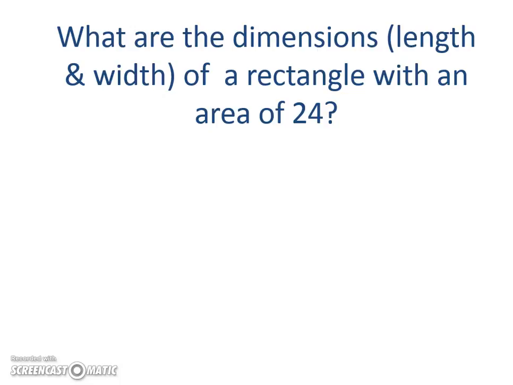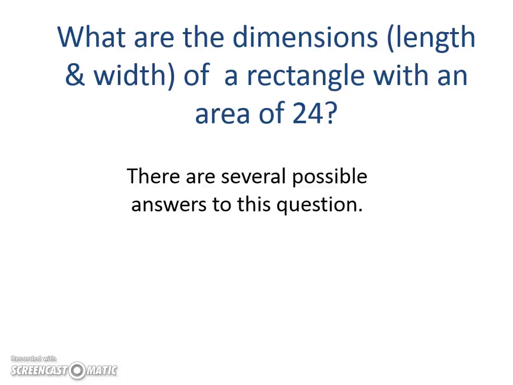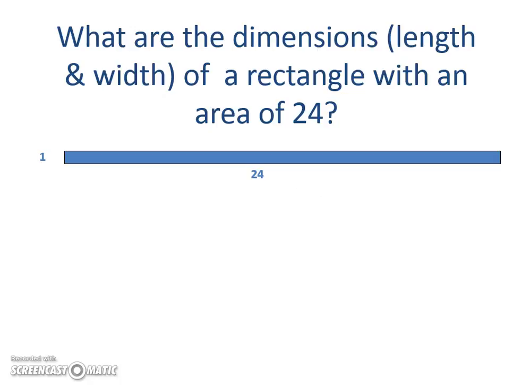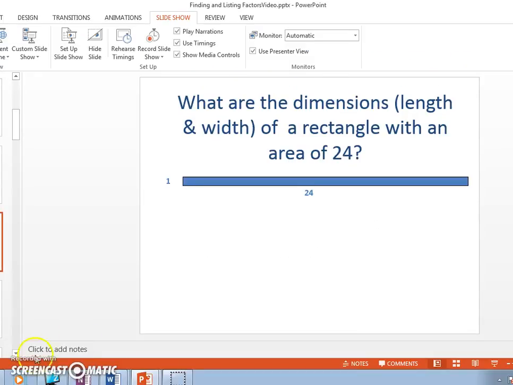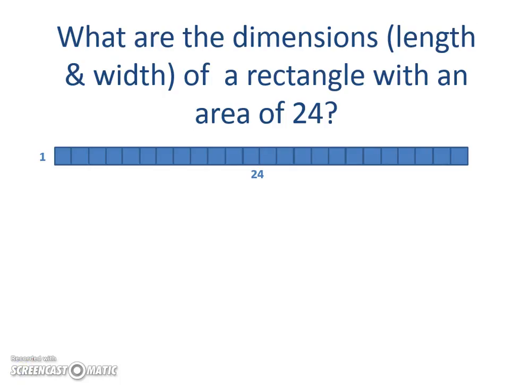Okay, let's look at the possibilities you came up with. There were several possible answers to this question. First, you could have made a 1 by 24. And on your graph paper, it would look like this. Either one row shading with 24 squares in it, or you could have done this vertically if it did not fit horizontally on your paper.